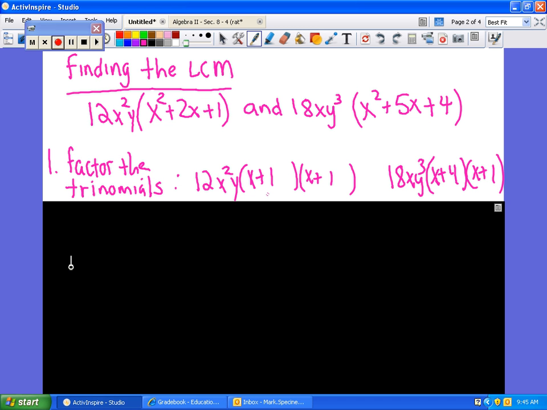So we want the factors of 1 that add up to 2. Duh. 1 plus 1. And then the factors of 4 that add up to 5. Almost as easy. Factors of 4 that add up to 5, of course, are 4 and 1. I'm in a hurry.